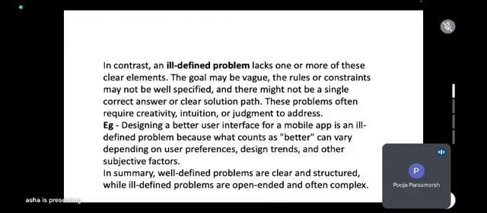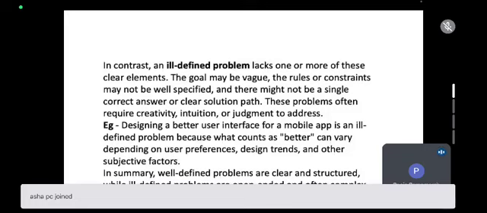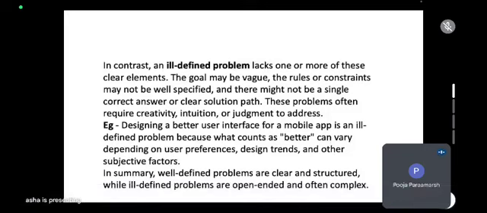For example, designing a better user interface for a mobile app is an ill-defined problem, because what counts as better can vary depending on user preference. Basically, whatever is better for us may not be good for others. Well-defined problems are clear and structured, whereas ill-defined problems are open-ended and very often complex. So these are the basic differences.